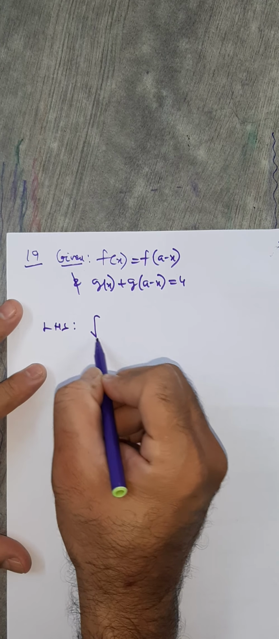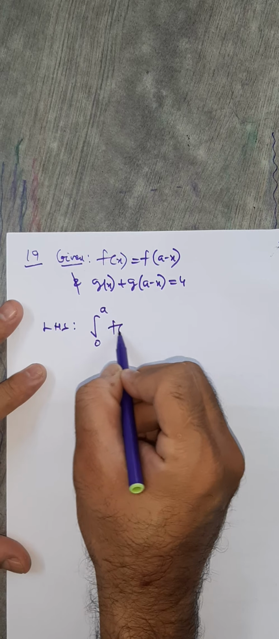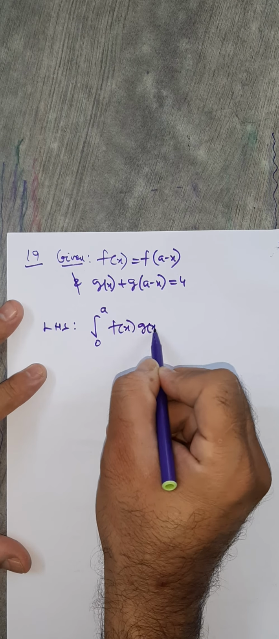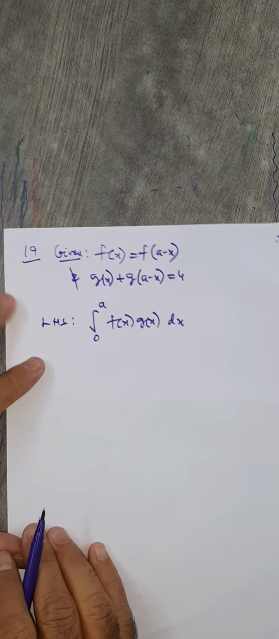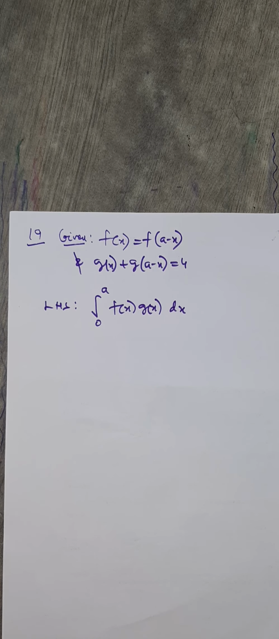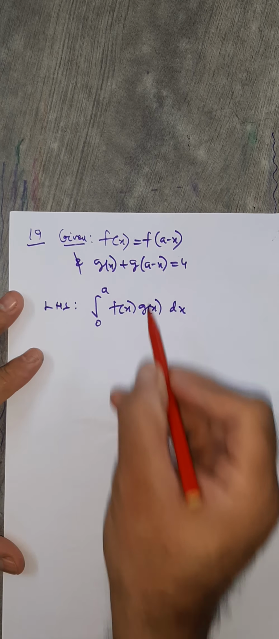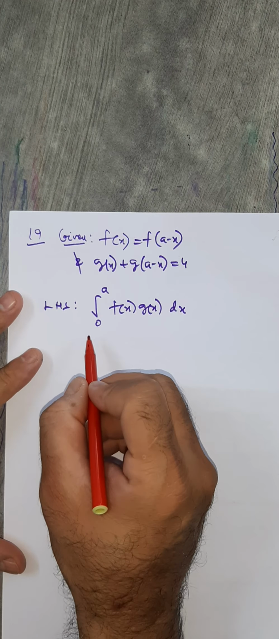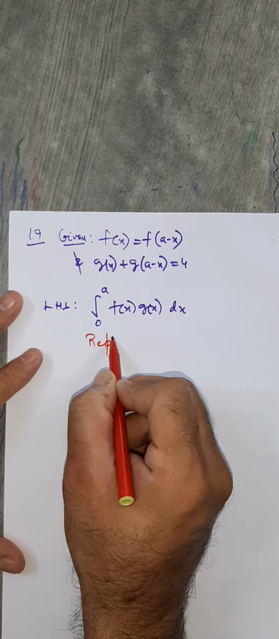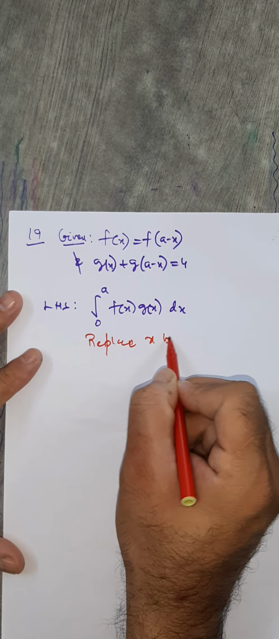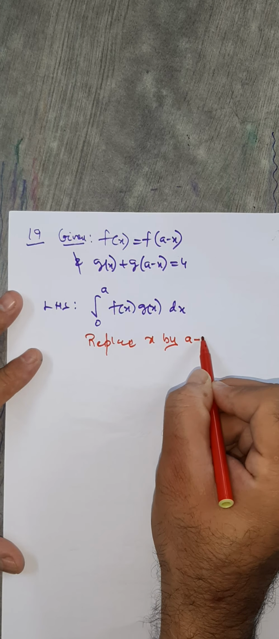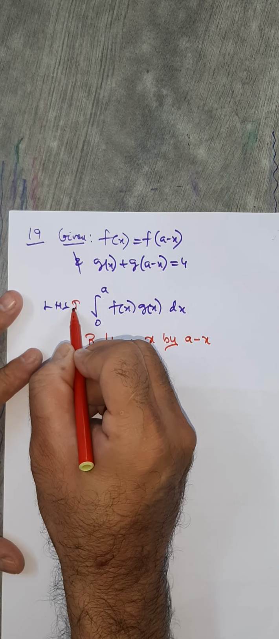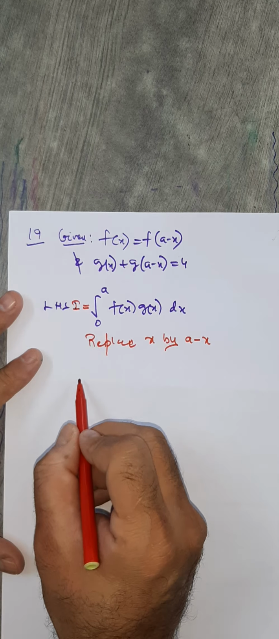What is the left hand side integral? Integral 0 to a f x g x dx. Okay, we keep the RHS integral in our mind. So obviously, what is the first step? Replace x by a minus x, because here you have some information about a minus x. I'll call this I.